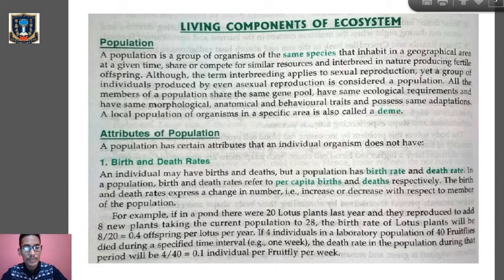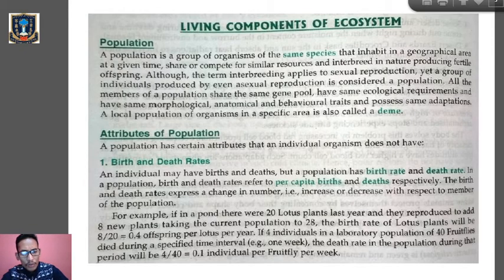So population means the group of organisms that belong to the same species and that inhabit a particular geographical area at a particular time. Alright, and therefore the organisms in a particular population are able to interbreed, that is, they are able to show a sexual mode of reproduction. Clear?